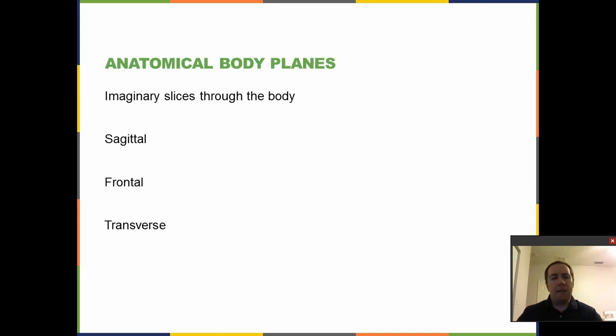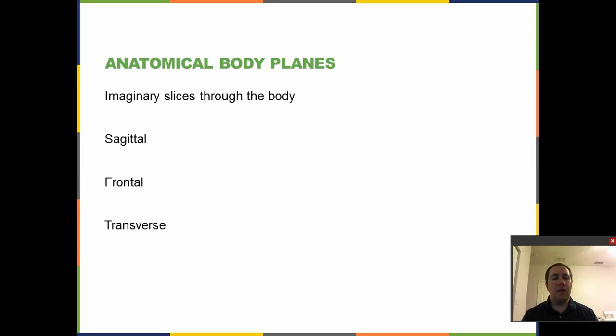A frontal plane cuts into front and back. There's no way to cut into equal front and back. We are not symmetrical front to back, and so there is no mid-frontal and parafrontal. There's just frontal. You may see frontal planes also called coronal planes. It's the same thing, same word.